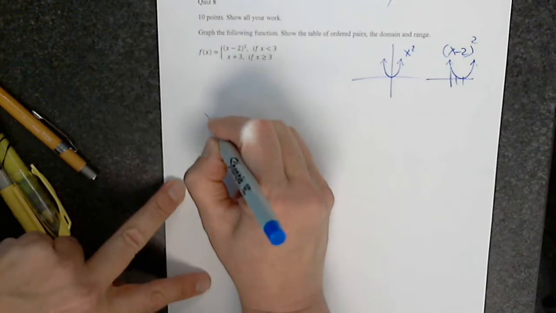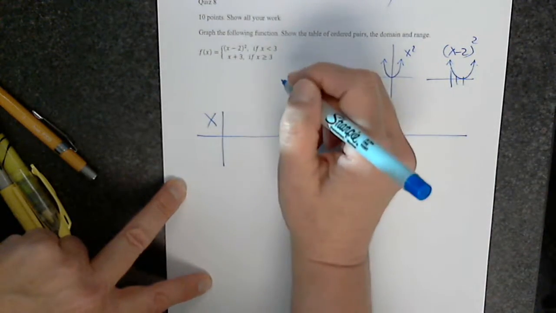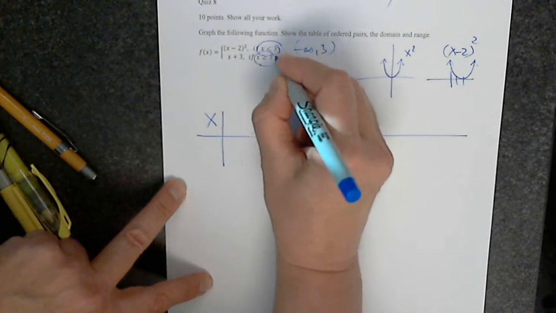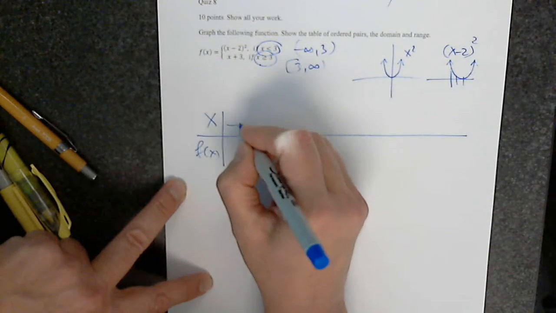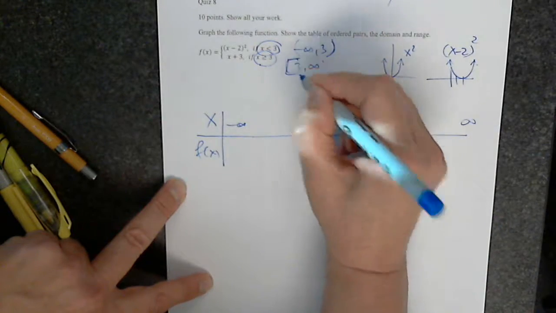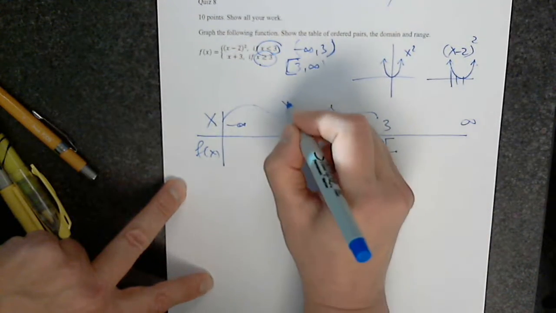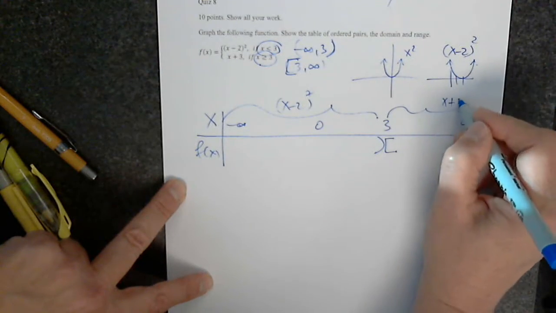Remember, the first thing I ask you when I start graphing is domain. So this changes into negative infinity to 3, and this changes into 3 to infinity. So I put those: negative infinity, 0, 3, infinity. I put the symbols right under it. Then I write that this is (x minus 2) squared, and then I write that this is x plus 3.